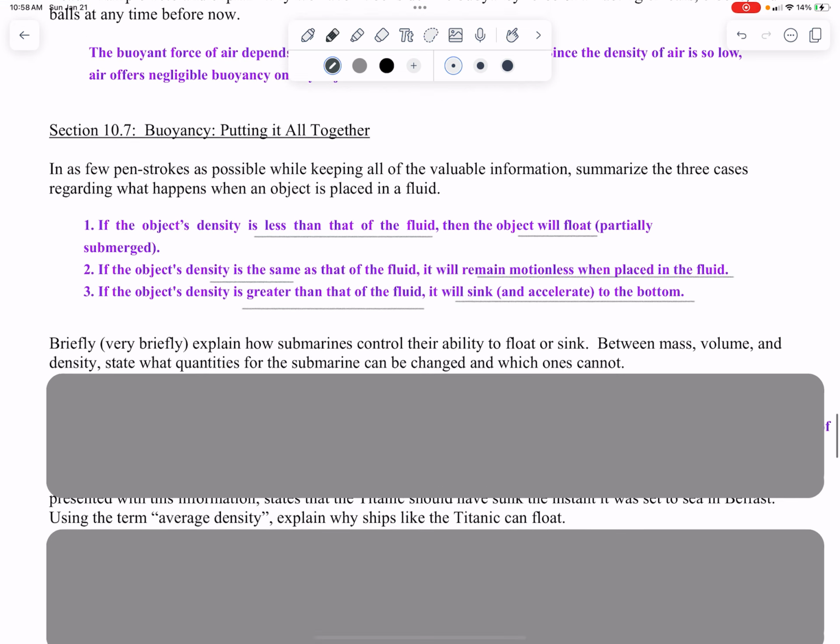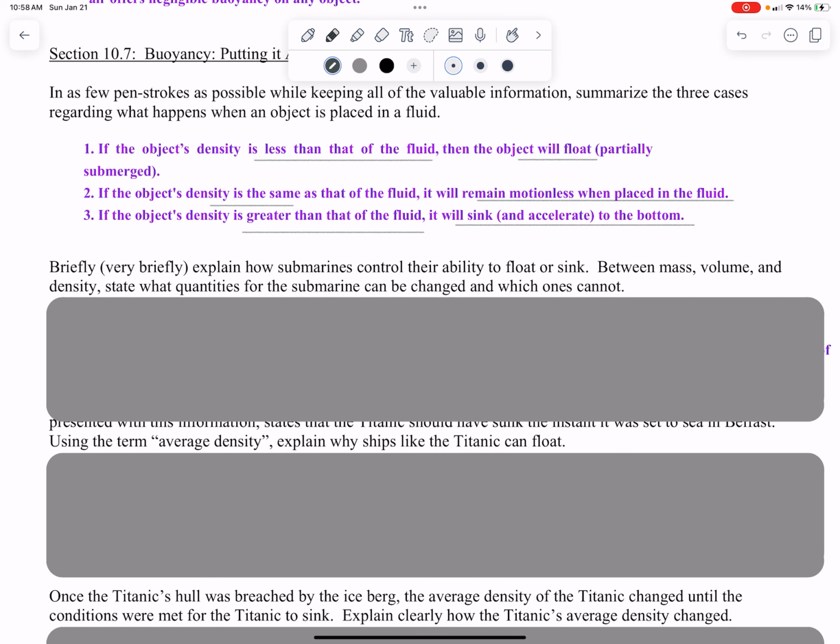So then how is this used to discuss why submarines can control their ability to float and sink? Well, if you think about it, a submarine is basically hundreds of thousands of tons of steel and concrete, you name it. It's a big chunk of metal, right? But it's filled with air. So the air makes it very buoyant compared to the heavy pressure water outside.